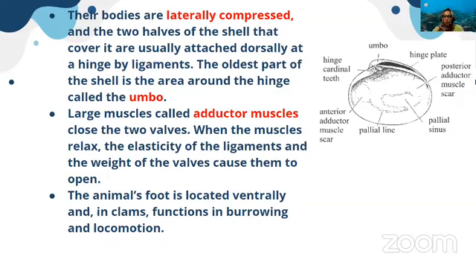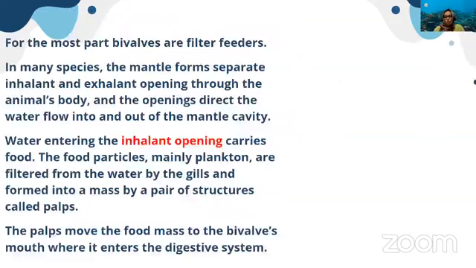The older part of the shell is called the umbo, and then they have these adductor muscles. When these muscles relax, the valves can open. The animal's foot is located ventrally in clams, and functions in burrowing and locomotion.